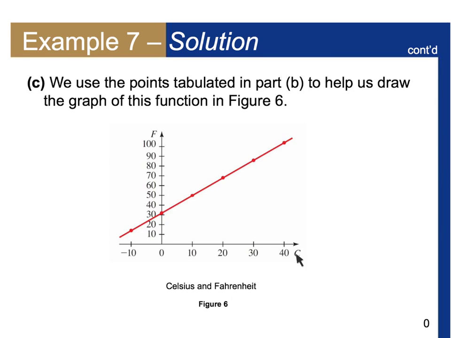Here C is our input, that's like the x, and F is our output, that's our y. This would be our y-intercept, when C is 0. So when C is 0, F is 32. And then our slope, if you look at it, is 9/5. As you go across 9, you go up 5. And we can see that our F was 9/5 C plus 32.